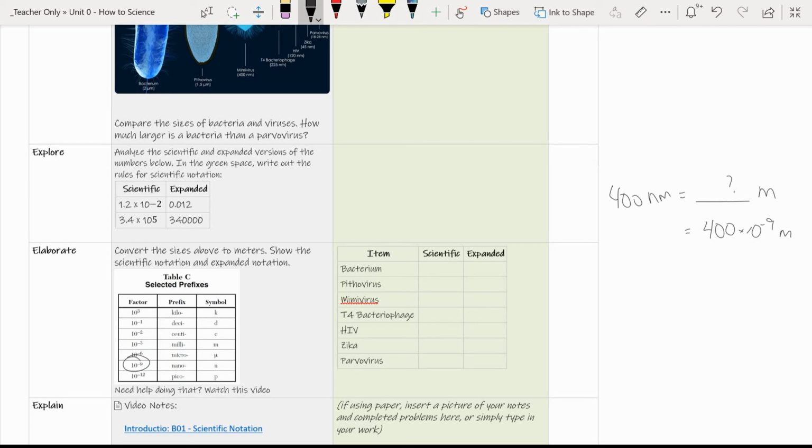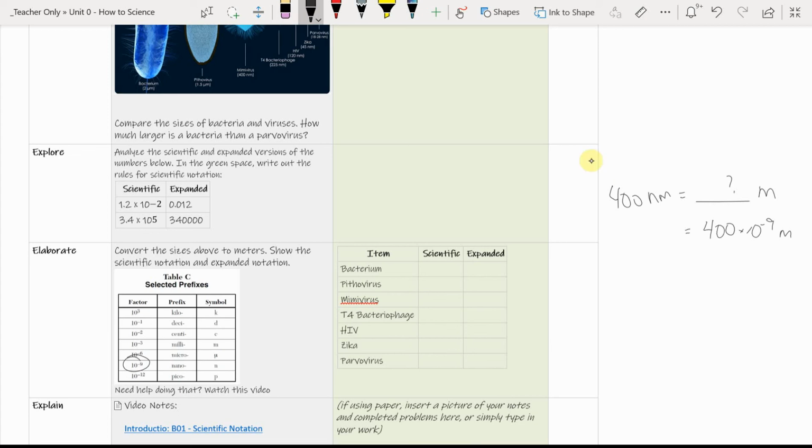Now this is not a proper way to show scientific notation. Instead, with scientific notation, your decimal point should be right here, between the first and the second digit. So we're going to show it first to you in expanded form, and then we will move it over to scientific.